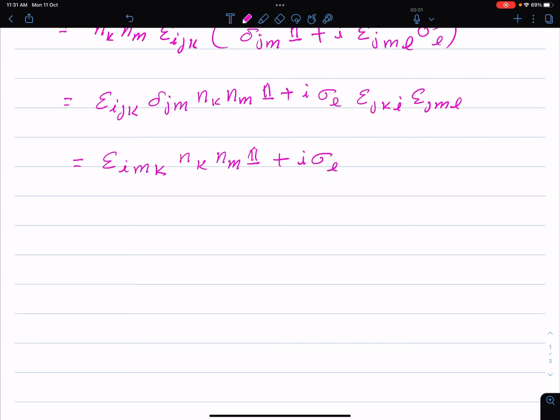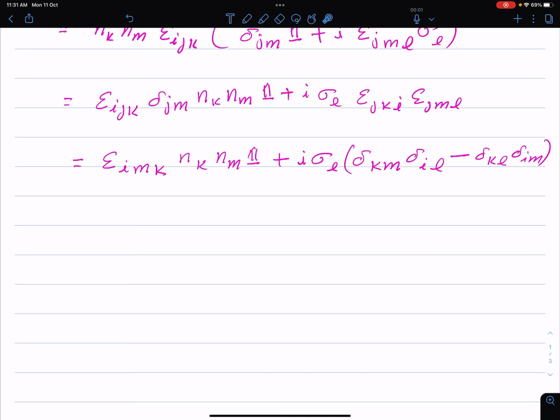In this first term, you can see that nk and nm, if you interchange them, because k and m are summed over here, so all k and m, because k and m can take values 1 to 3. So when you interchange k and m, nk nm is equal to nm nk, but if you interchange k and m in the Levi-Civita symbol, it will get a minus sign. So obviously this term goes to 0.